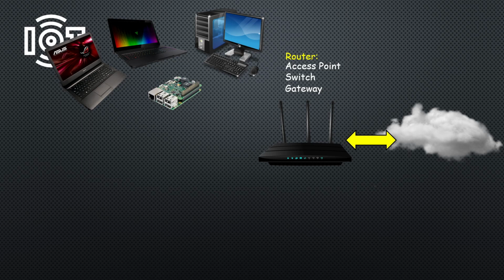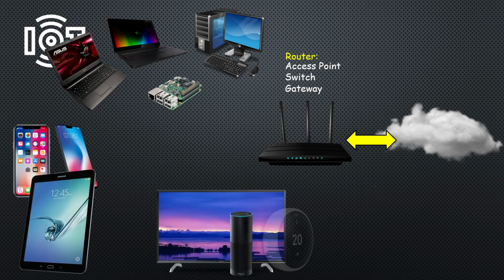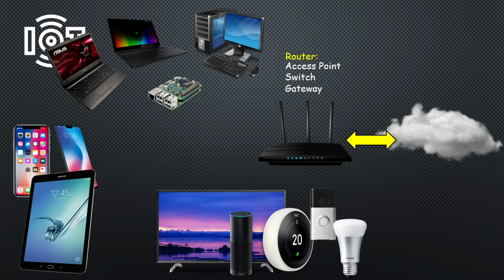Then there's the phones and the tablets and the smart TVs and whatever other IoT devices you have connected up to your network. So, what's happening to allow all these devices to communicate and to communicate with things on the internet?